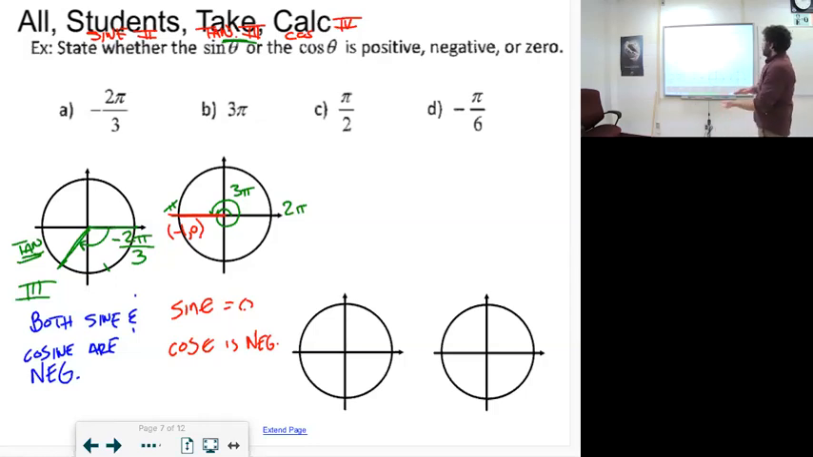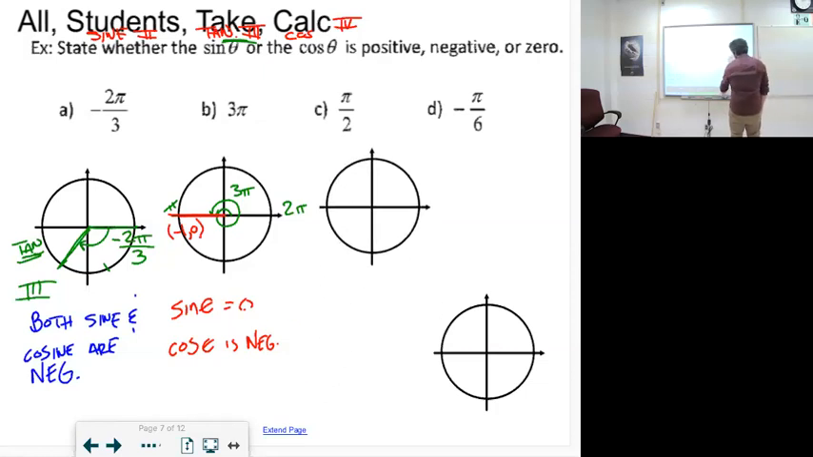And next up is part C, pi over 2, right? So pi over 2 is a quarter of a rotation around the circle. It's right here, okay? Again, this angle is not in any quadrant. It's, again, a quadrantal angle. It intersects the circle right here at 0, 1. Remember, cosine is your x-coordinate, 0, sine is your y-coordinate, 1.